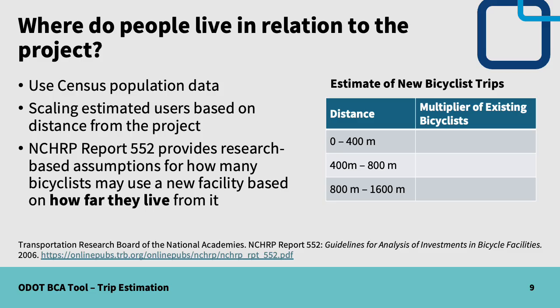According to the NCHRP methodology, within a 400-meter buffer of the new facility, the number of new users is potentially 1.93 times that of existing bicyclists within the area, nearly tripling the number of users. At 800 meters, the factor is 1.11 times the existing bicyclists within the area, and at 1600 meters, the factor is 0.39 times the existing bicyclists within the area.